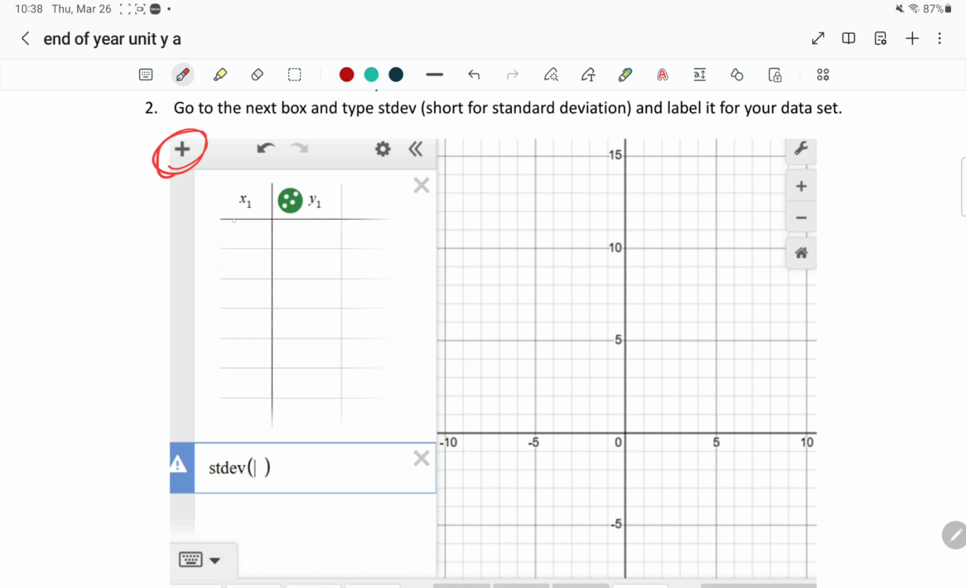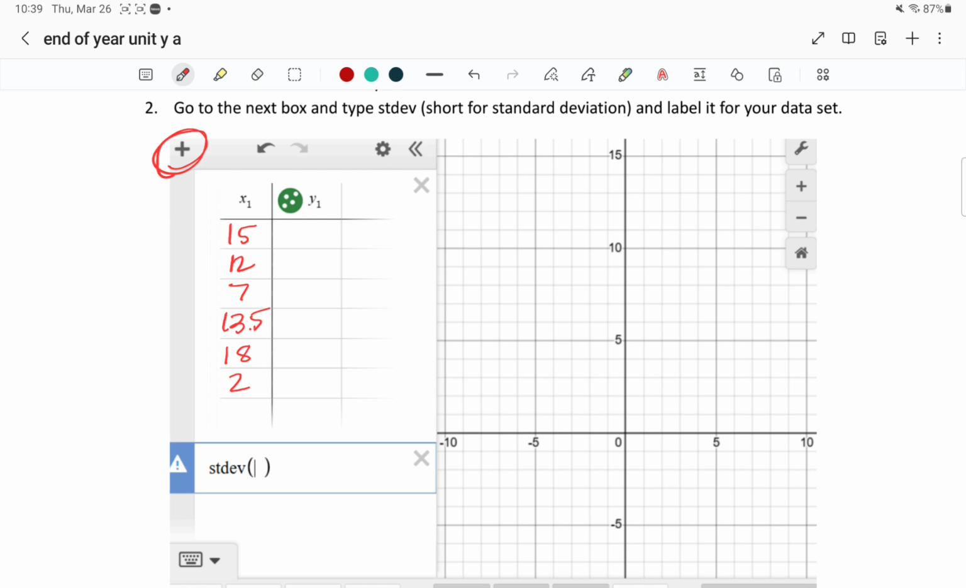So let's say I want 15, 12, 7, let's do 13.5, 18, and 2. You're just typing these in and hitting enter, and it drops you down the box. Okay, make that list so that you get the same numbers I do.